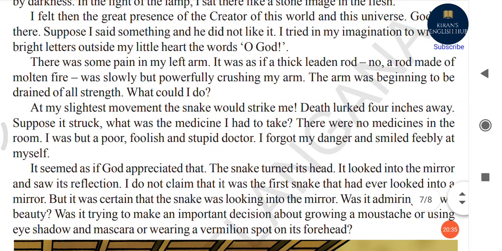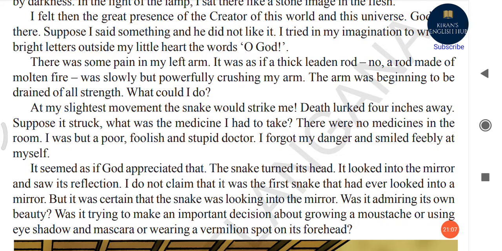At my slightest movement, the snake would strike me. Okay, if he moves a little bit, the snake would bite him. So death lurked 4 inches away. Lurked in the sense the death is just waiting like this, 4 inches away. Suppose it struck. What was the medicine I had to take? There were no medicines in the room. I was but a poor, foolish, and stupid doctor. I forgot my danger and smiled feebly at myself.